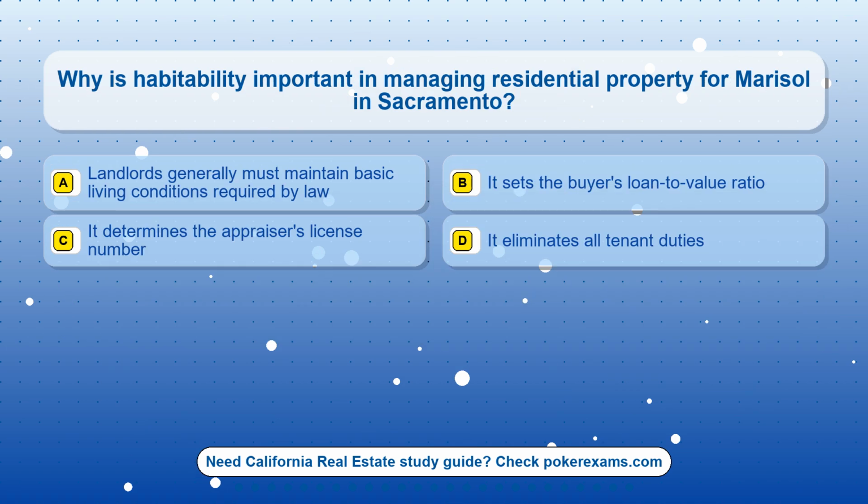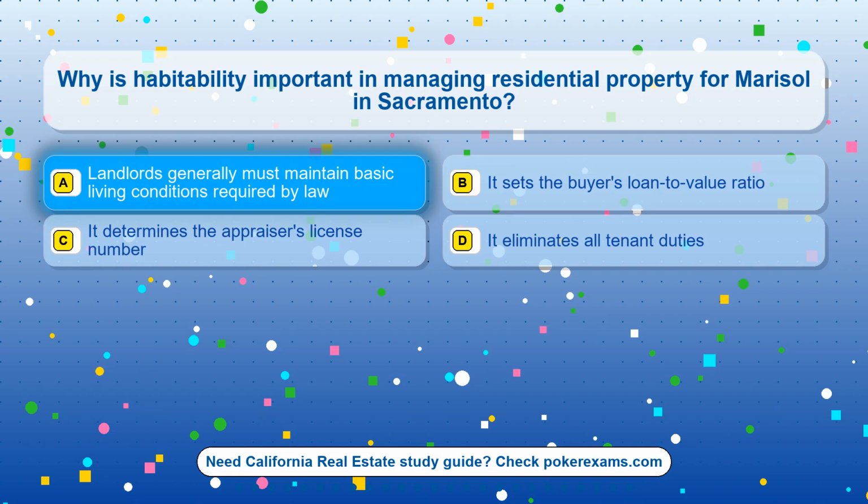Question 14. Why is habitability important in managing residential property for Marisol in Sacramento? Option A, landlords generally must maintain basic living conditions required by law. Option B, it sets the buyer's loan-to-value ratio. Option C, it determines the appraiser's license number. Option D, it eliminates all tenant duties.